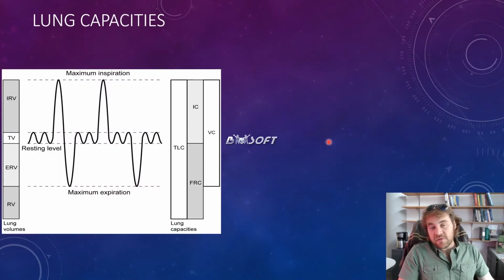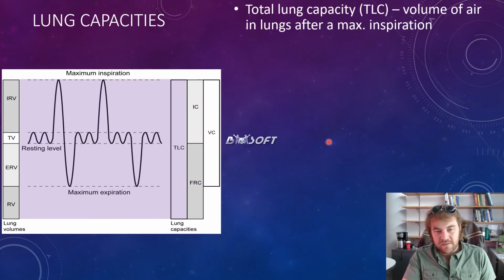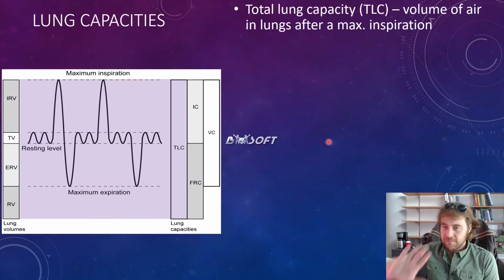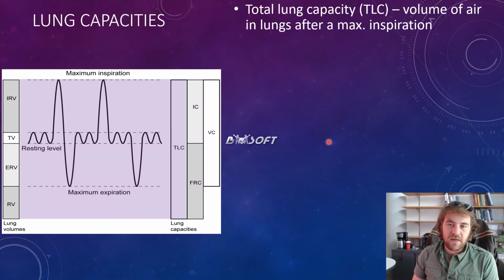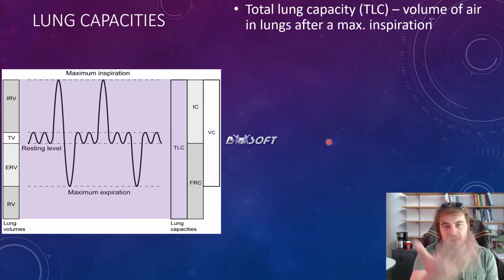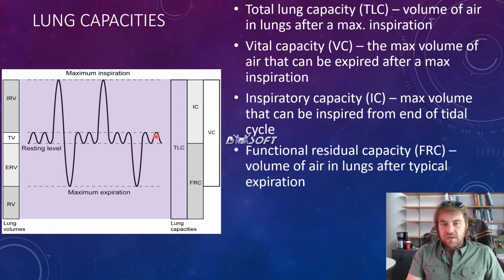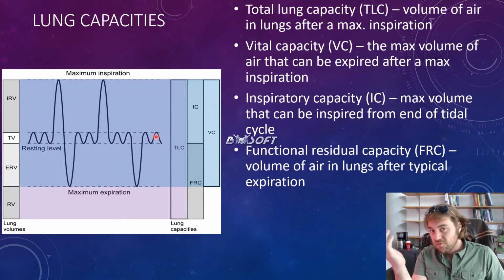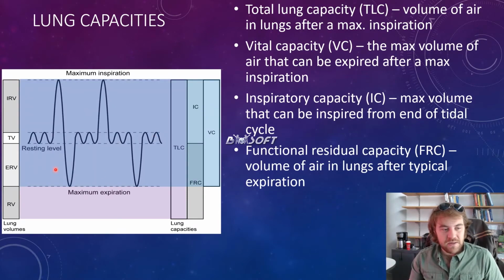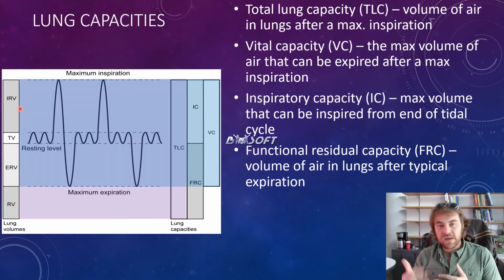So those are volumes, but what about lung capacities? So your total lung capacity is the volume that is in your lungs after a maximum inspiration. It's everything. It's all this, right? It's your reserve volume, it's your expiratory reserve volume, it's your tidal volume, and it's your inspiratory reserve volume. It's all of them. Your vital capacity is actually going to be the amount of air that you can actually control, right? So it's going to be all of the volume that you can push out or pull in. So everything but your reserve volume.